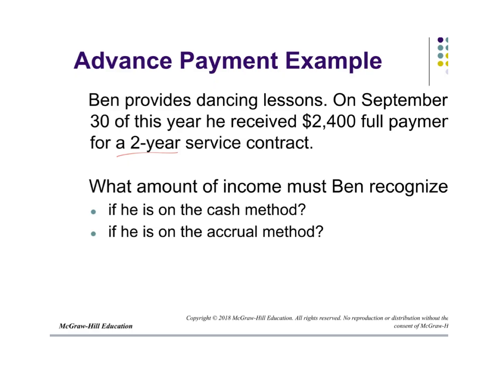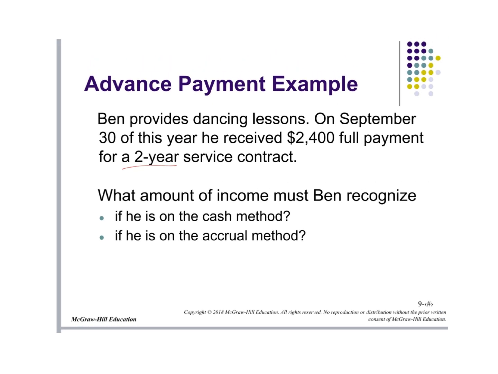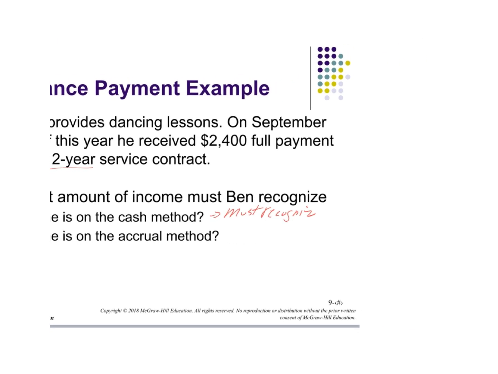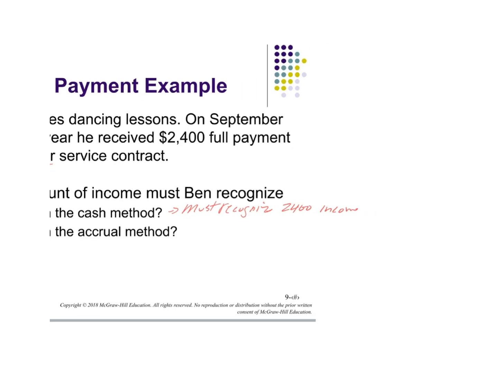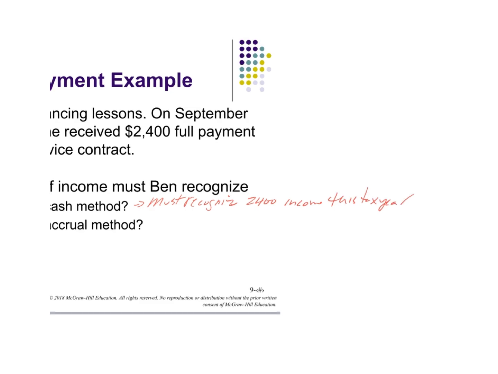Okay. Well, if he's on the cash method, what do we know? Somebody pays him $2,400 on September 30th. Even though it's for a 2-year contract, if he's on the cash method, he must recognize $2,400 income this tax year. All right.